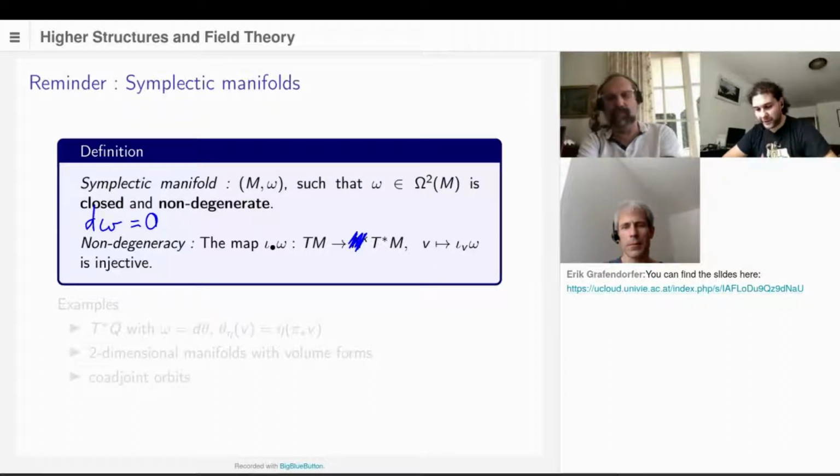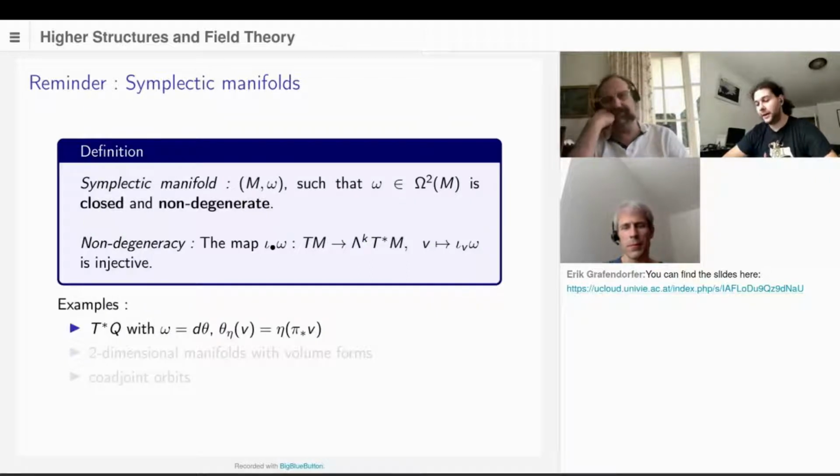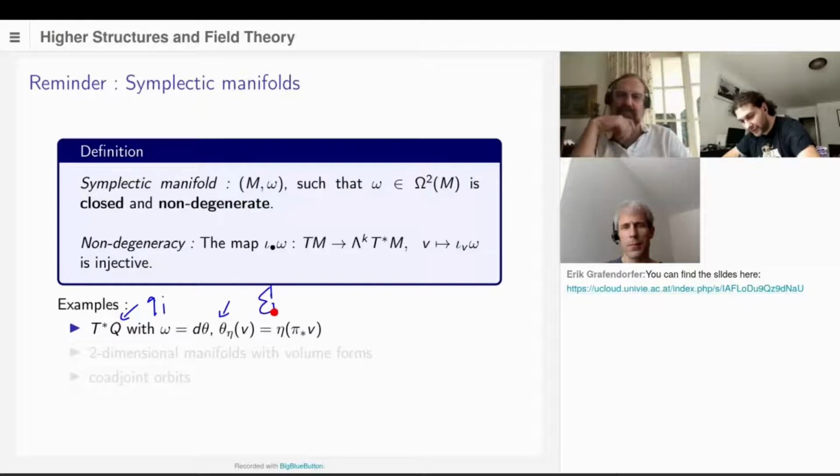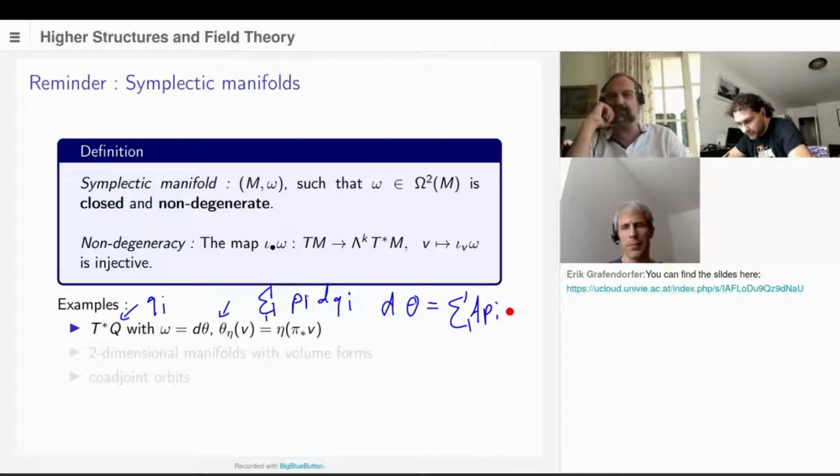The chief examples of symplectic manifolds are cotangent bundles of practically any manifold. If you have coordinates q_i on a manifold Q, then on T*Q you have a canonical 1-form, which in coordinates looks like the sum of p_i dq_i. I'm using the sum sign here to annoy the physicists who would prefer Einstein summation notation. And of course, you have its exterior differential dθ, which is just the sum over dp_i ∧ dq_i, as a symplectic 2-form.